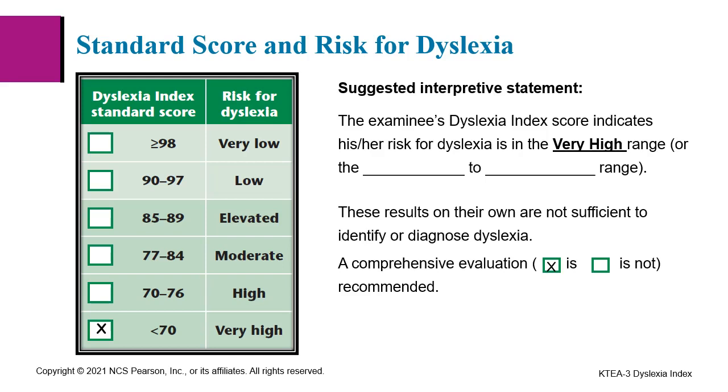The Dyslexia Index of 67 for the sample first grade student indicates his risk for dyslexia is very high. These results on their own are not sufficient to identify or diagnose dyslexia, so a comprehensive evaluation is recommended.